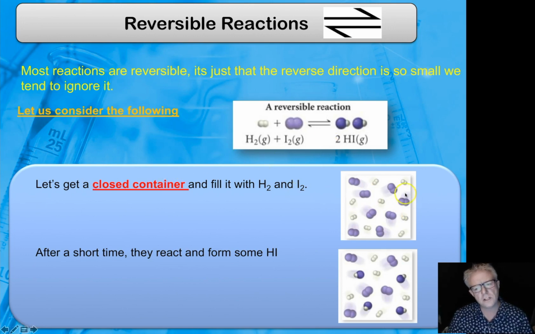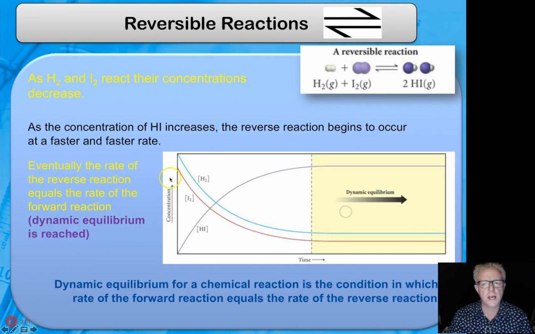So let's get a closed container. Let's get some hydrogen and iodine, put it in there, and what's going to happen is they're going to start to react. You can see in this graph here that at time 0, up the top we have our reactants, hydrogen and iodine, and they start to react to form the products according to the reaction you can see in the top here. Now, because they're being used up, their concentration is decreasing per unit time. At the same time, the concentration of hydrogen iodide is going up.